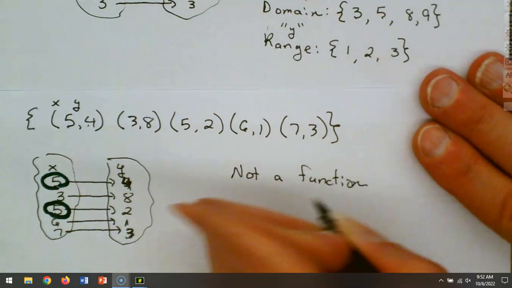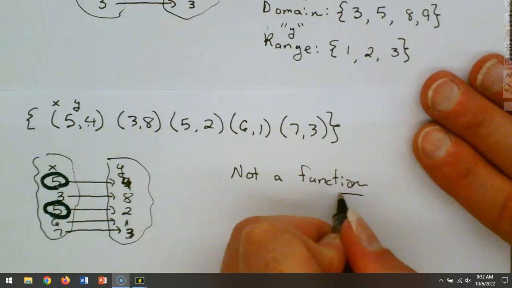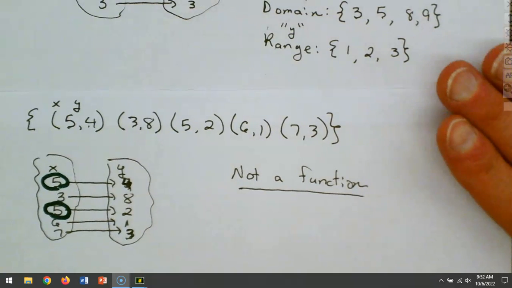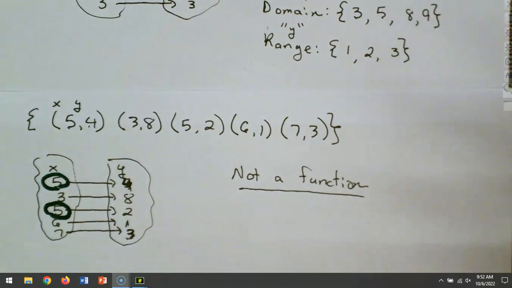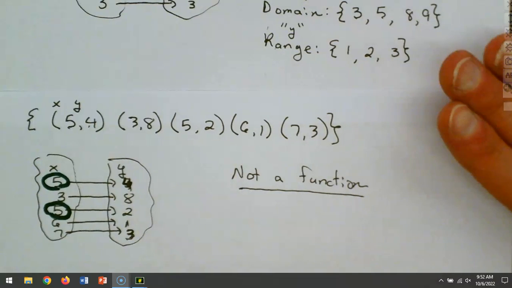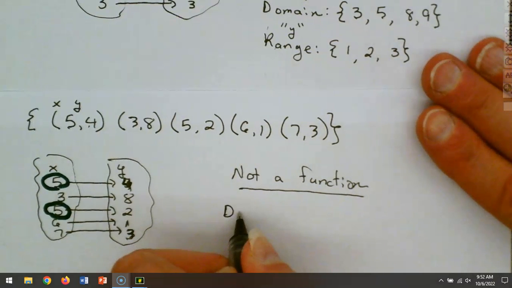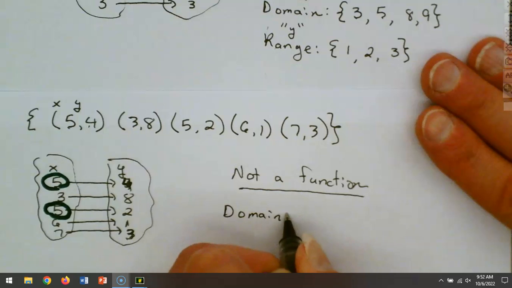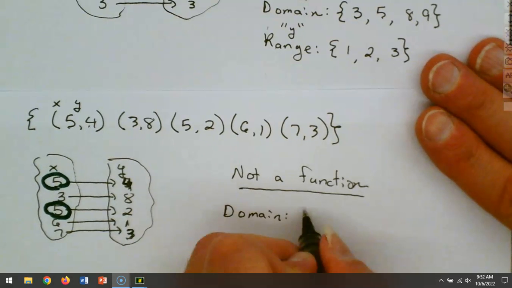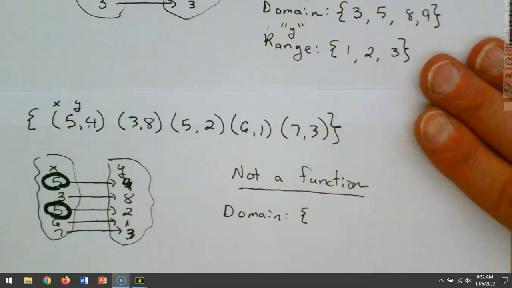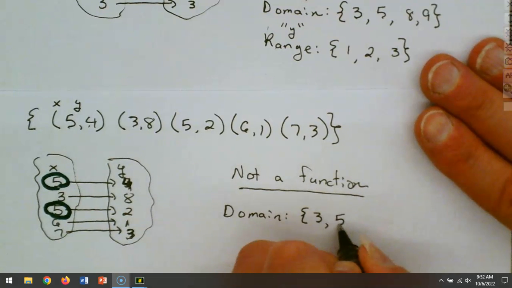It would be called a relation. Circles are relations. They're not functions. And we'll talk about those in a graph here shortly. So this is not a function. Okay, so let's go ahead and get our domain. And domain is the values of x. And we list them out from the smallest to the largest. So that's 3, 5, 6, and 7.